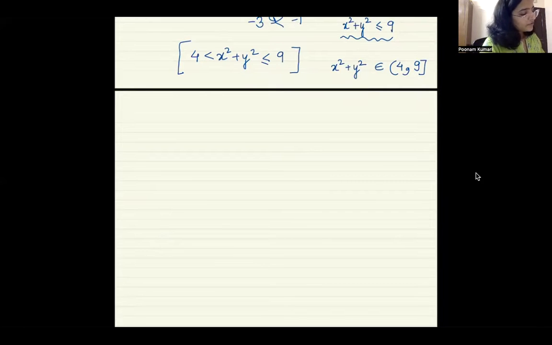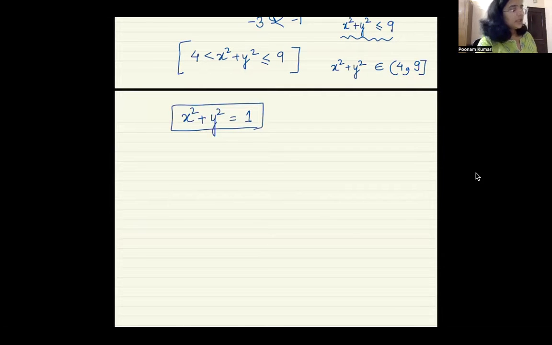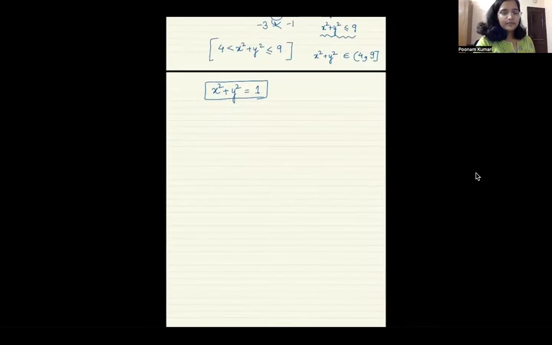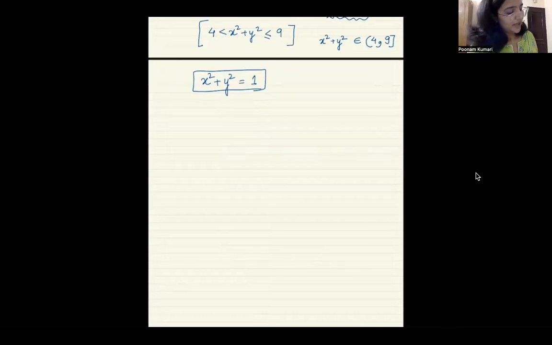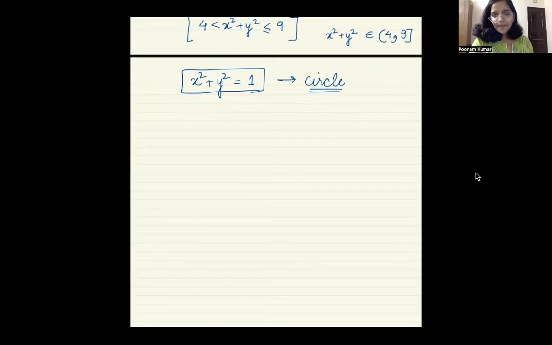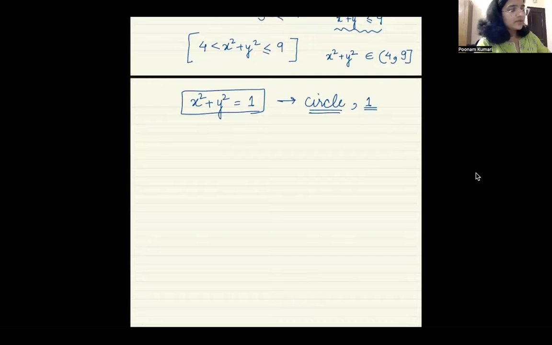So I have to plot. Okay, so you guys tell me, if x square plus y square is equal to, let's say, 1, what is this the equation of? Circle. Okay, it's the equation of a circle. What is the radius of the circle? 1. The radius of the circle is 1. Okay. So I have two equations, right?